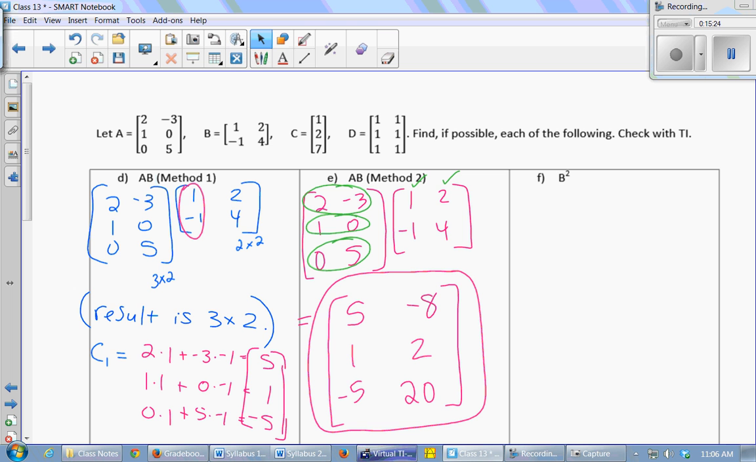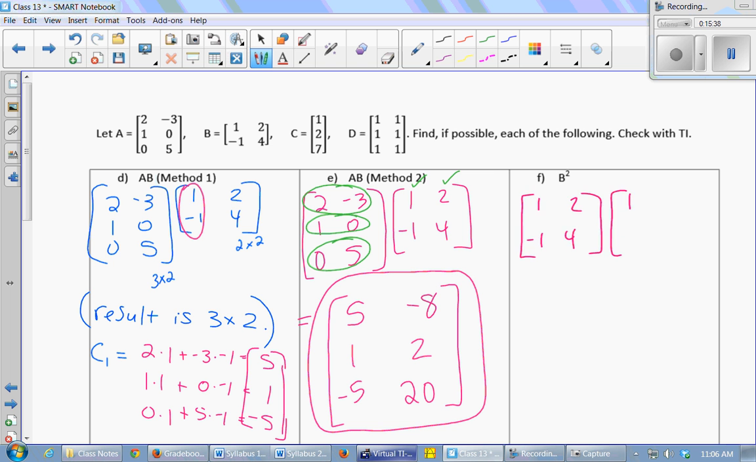Okay, so we now know how to multiply matrices. What do you think B squared means? B times B. Yep. So this is 1, -1, 2, 4 times 1, -1, 2, 4. Why don't you, for practice, multiply these by hand and then check it on your TI.